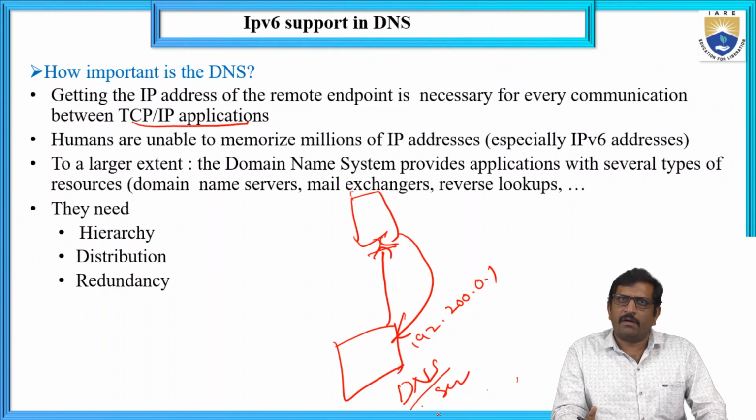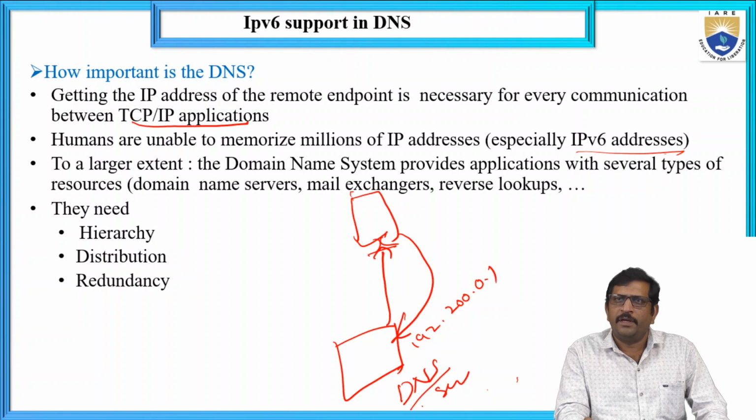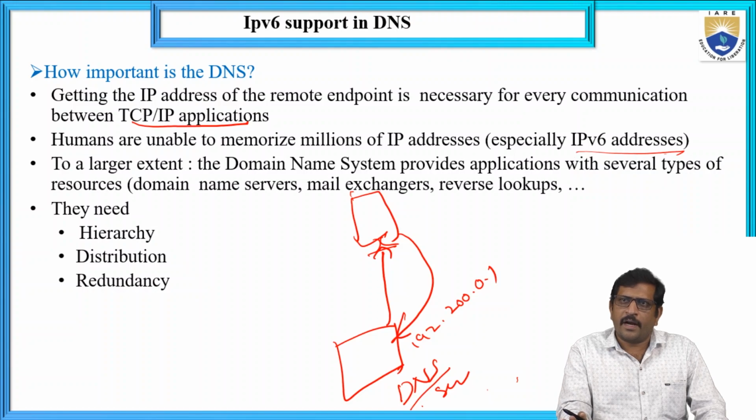Generally humans are unable to memorize millions of IP addresses, so in the market, especially IPv6 addresses. An IPv6 address is an enhancement of the IPv4 address, Internet Protocol version 6. Mainly this Internet Protocol can be utilized for identifying and connecting a device, connecting to another device and establishing the communication, to target larger extensions.